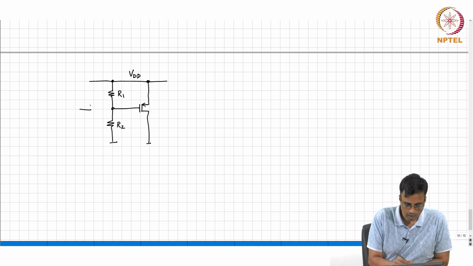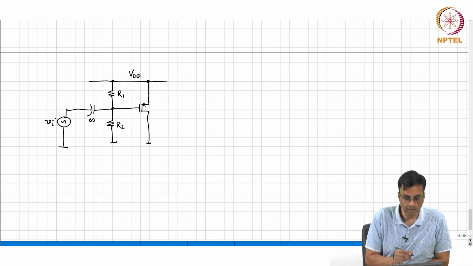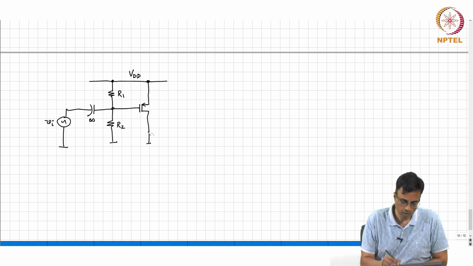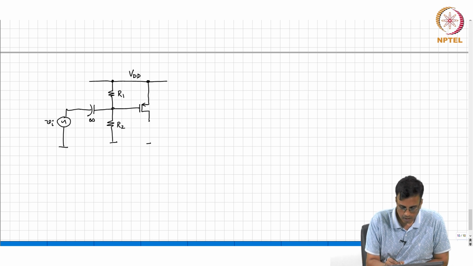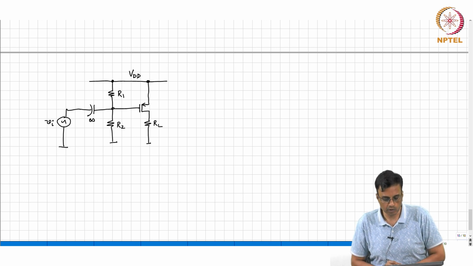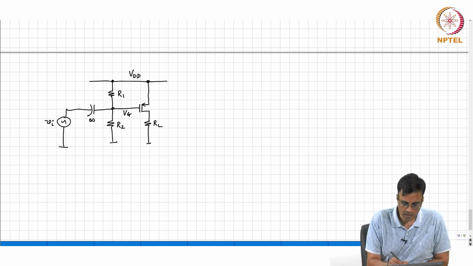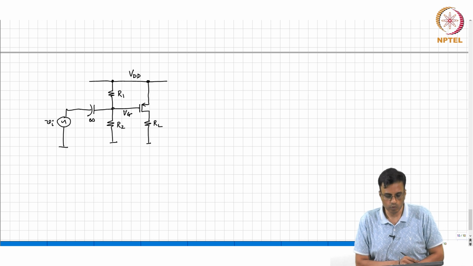So, again same old, that is the input voltage, okay. What about the load now? You can put it in the drain directly. If you are concerned about DC current flowing through the load, then you can, as usual, couple it to the capacitor, okay. And so Vg is VDD times R2 by R1 plus R2.